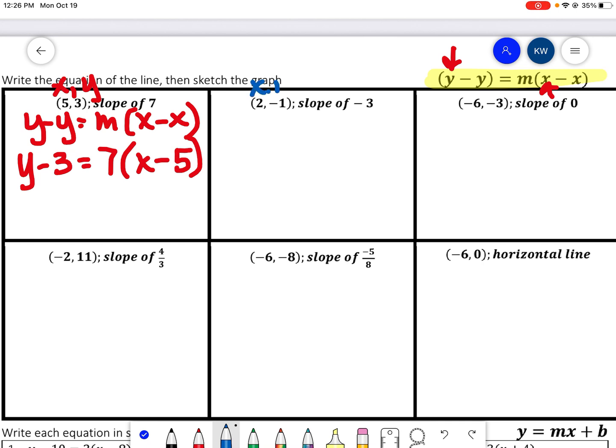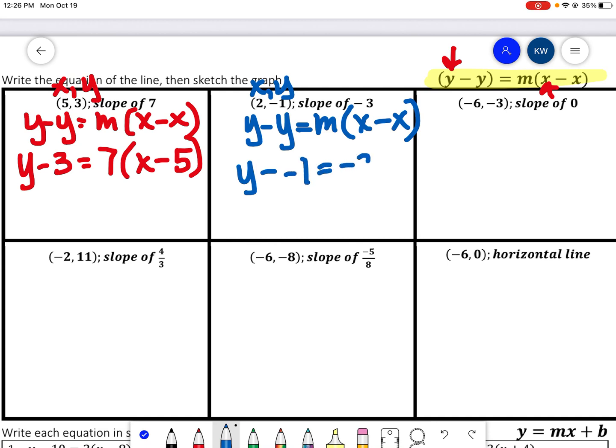So this is my x, this is my y. Write the equation first. Replace the points. Y minus a -1, -3, x minus 2. You try the last one. Come on, pause it and actually try it on your own.